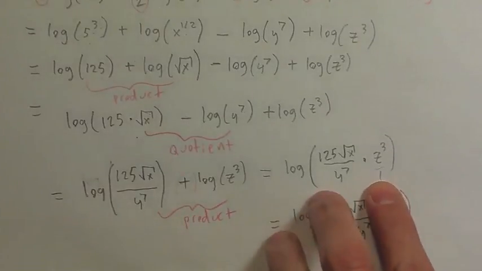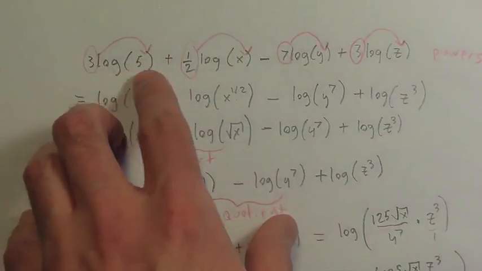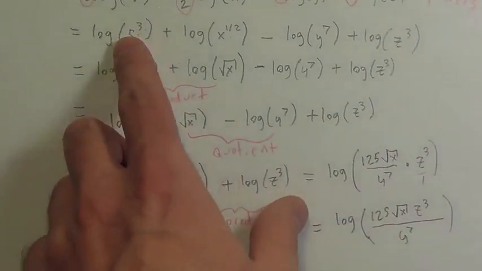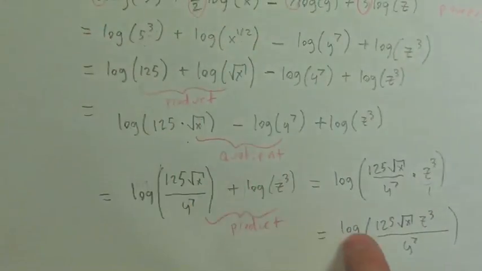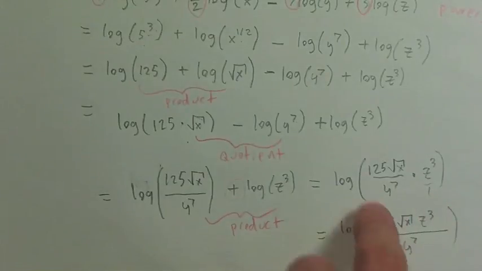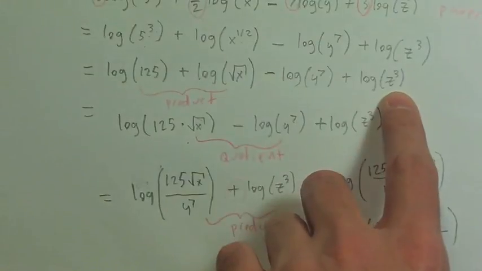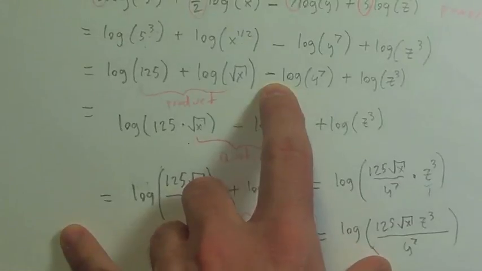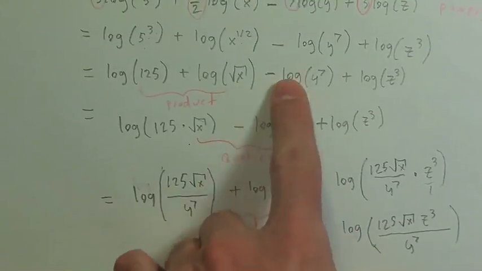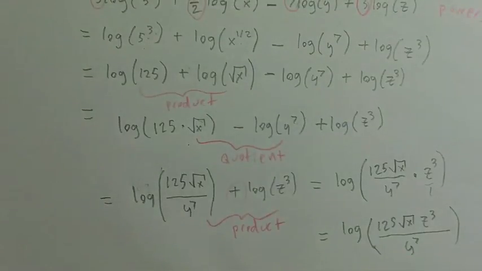Now, the reason I did this is because if we go back to our original, and actually we could even start here. Every positive log, those inputs end up on the top, right? We have 125, we have the square root of x, we have plus log z cubed. All those ended up on the top. Every negative log, say y to the 7th, ended up on the bottom. And you'll see this in the other examples where we went in the other direction.